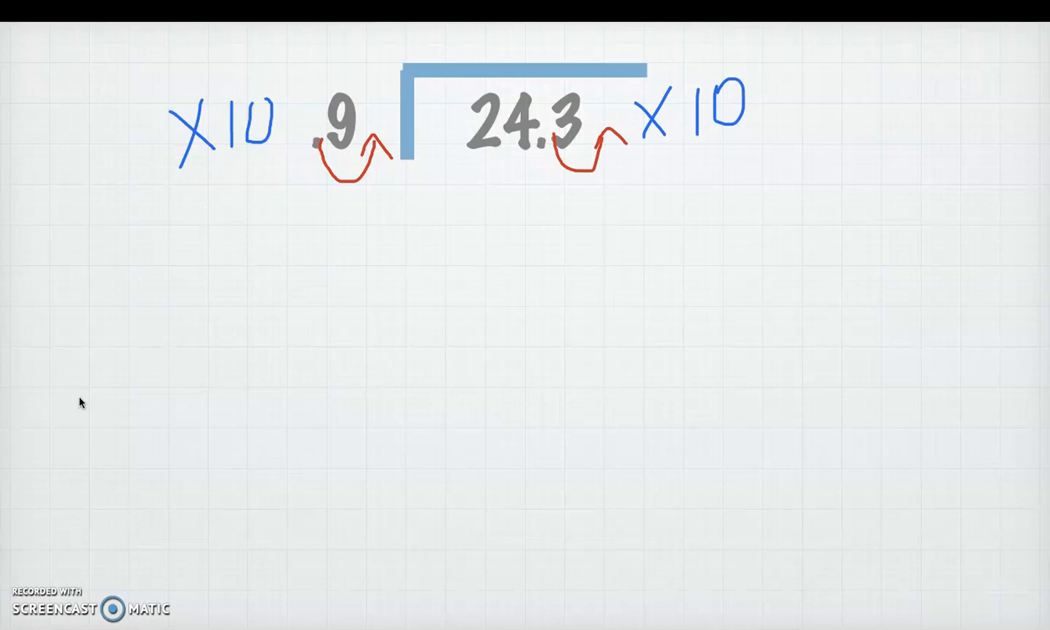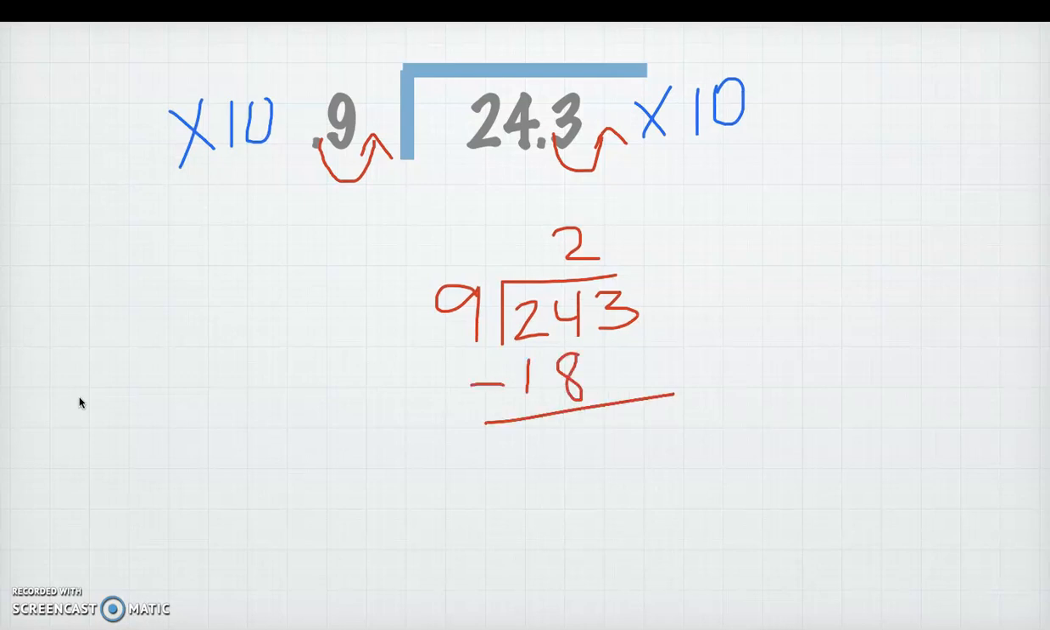Let's go ahead and rewrite that decimal. 9 divided by 243. And all I have to do now is divide. How many times can 9 go into 24? That'll be 2 times. 2 times 9 equals 18. I have a remainder of 6. Bring down that 3. How many times can 9 go into 63? That'll be 7 times. 9 times 7 equals 63. And a remainder of 0. That means my final answer is 27.